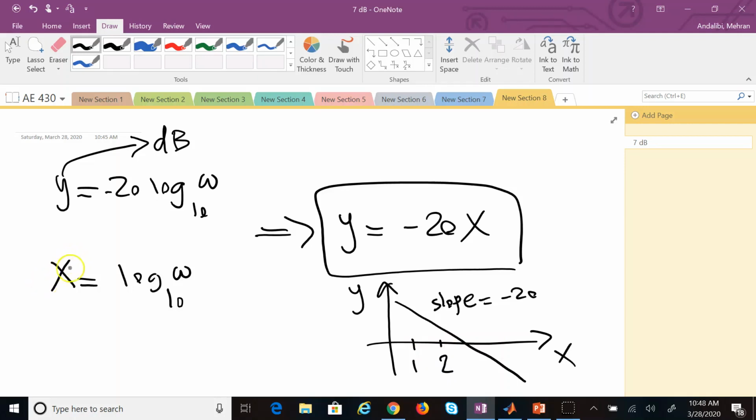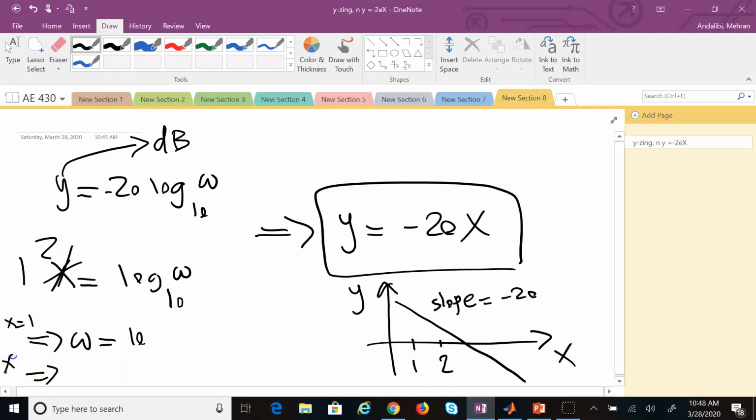So if x is 1, what does it mean for omega? Omega should be what? 10, right? If x is 2, what happens? Omega should be 10 to the 2, 100. And what's the range between 10 and 100? What do we call it? From one frequency to 10 times that, we call it the decade.